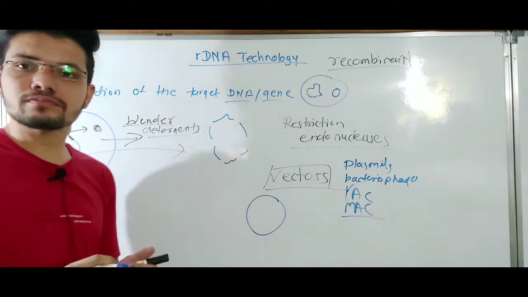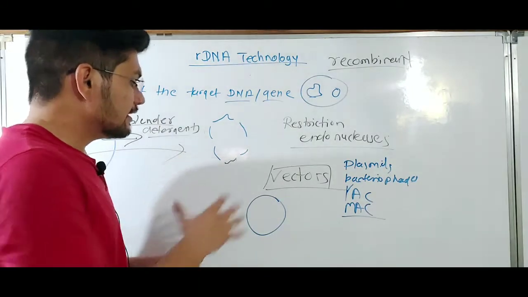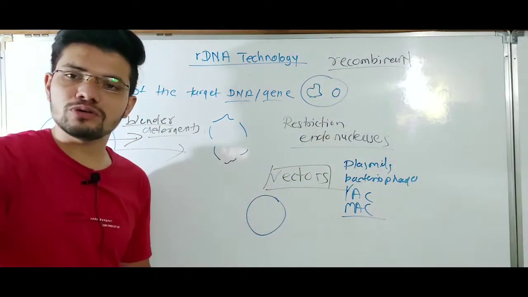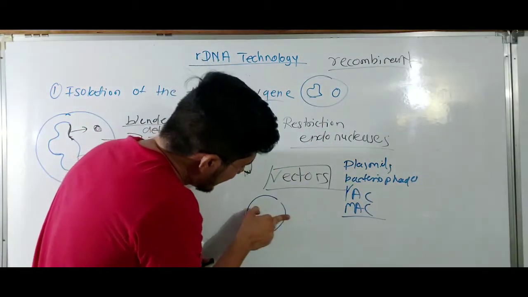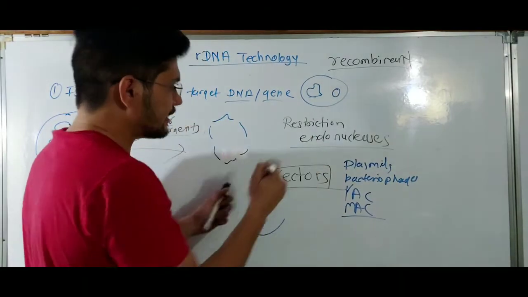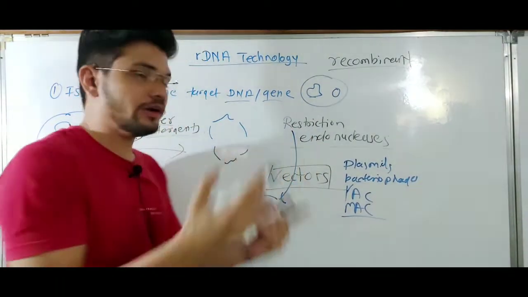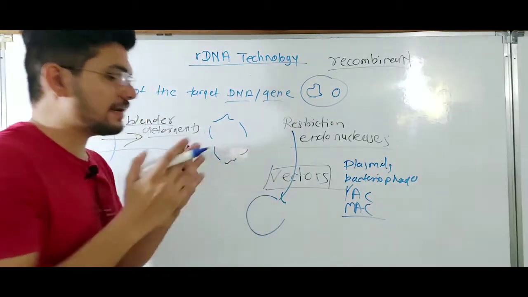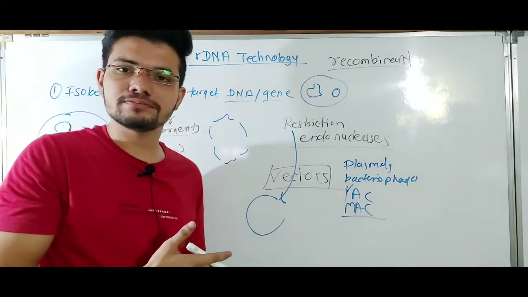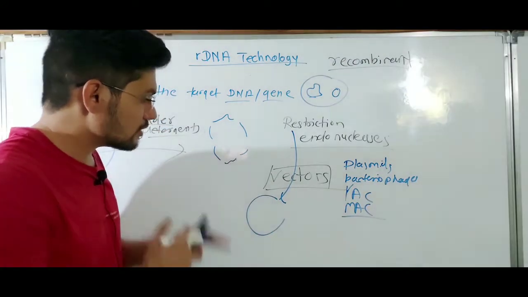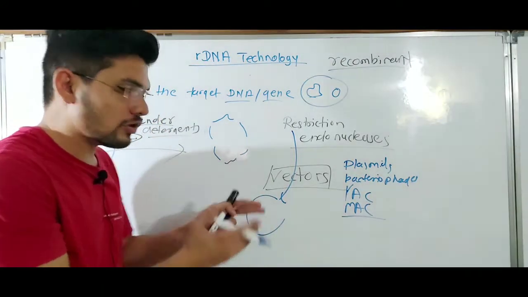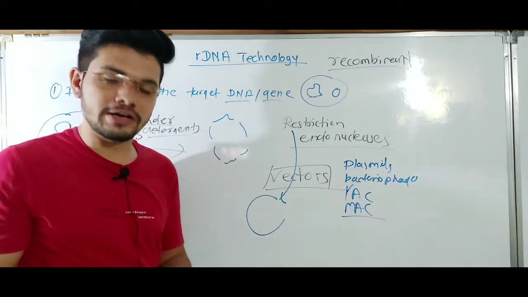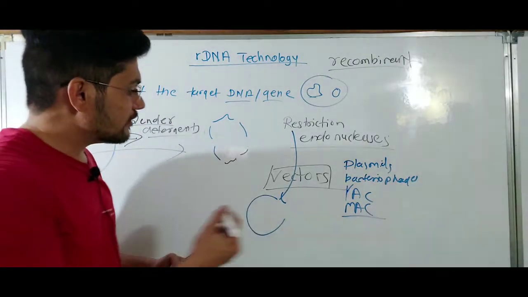So in this case, suppose we have taken the plasmid, okay, and what we are going to do is that this plasmid is again treated with the same restriction endonuclease, so that it can create a gap. This plasmid will be treated with the same restriction endonuclease which was used earlier here, and that is going to create a gap in the plasmid, so we have that extra space for our target DNA to be incorporated.